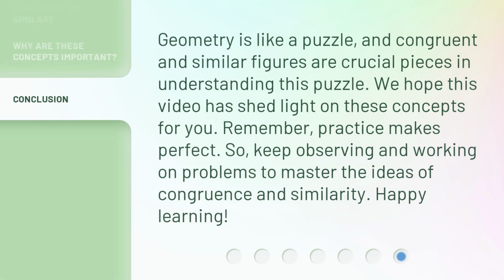Geometry is like a puzzle, and congruent and similar figures are crucial pieces in understanding this puzzle. We hope this video has shed light on these concepts for you. Remember, practice makes perfect. So, keep observing and working on problems to master the ideas of congruence and similarity.